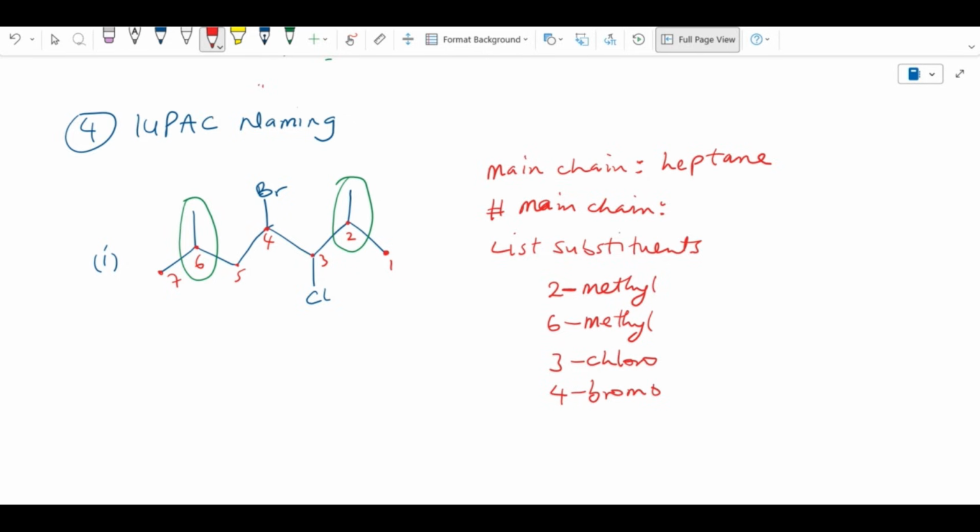Next will be to group substituents that are the same. So if you have multiple substituents, you group them together. So in this case, we have 2 methyl groups. Since there are 2 of those, the prefix we will use is going to be di. Now this becomes 2,6-dimethyl.